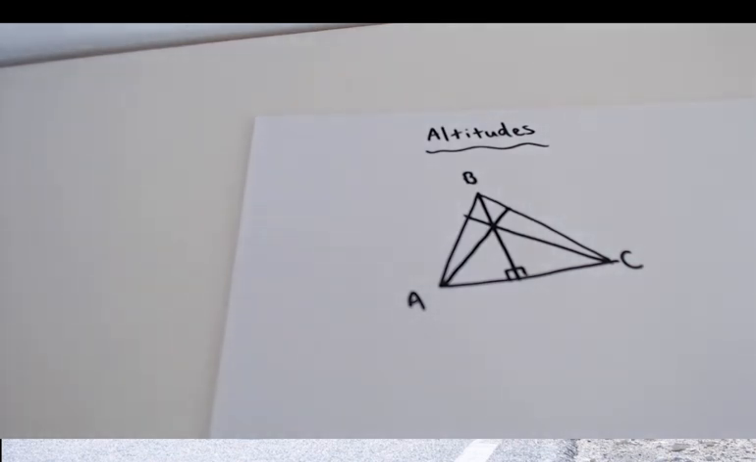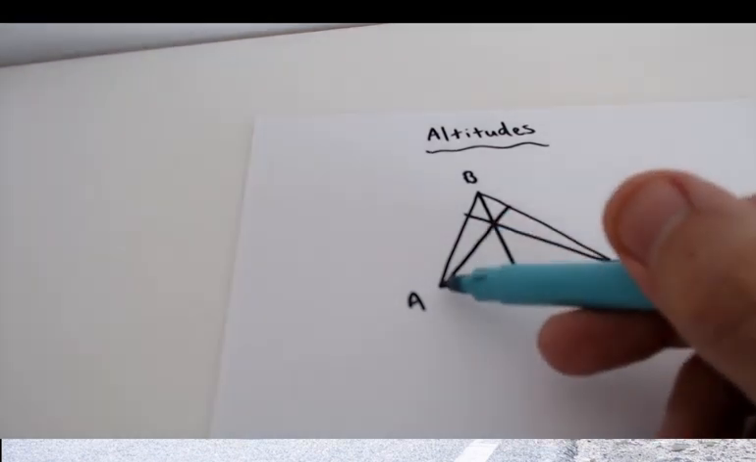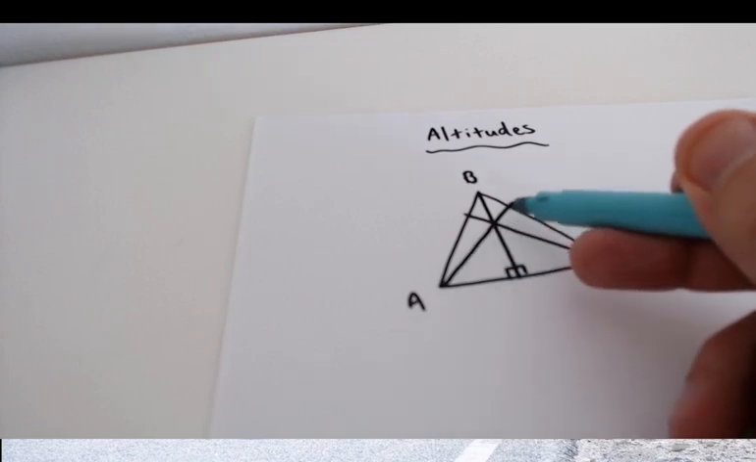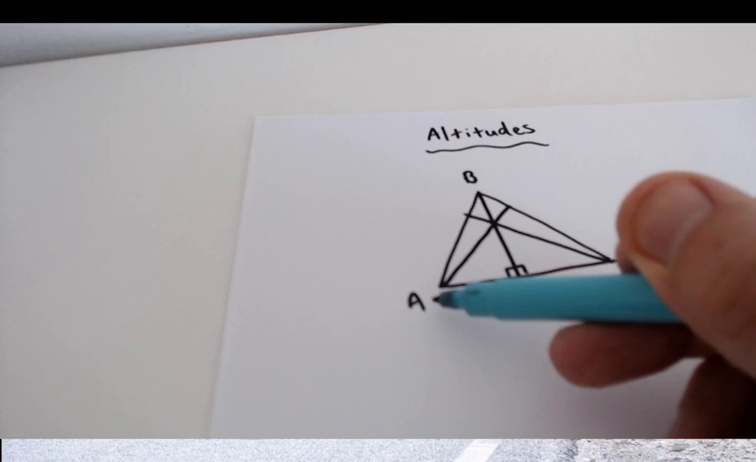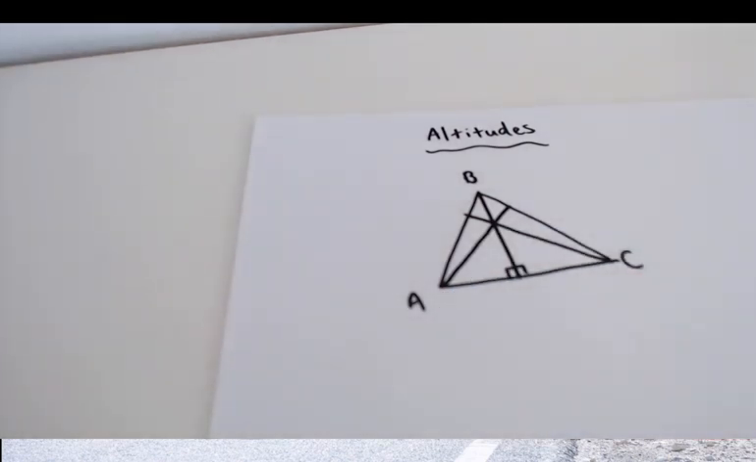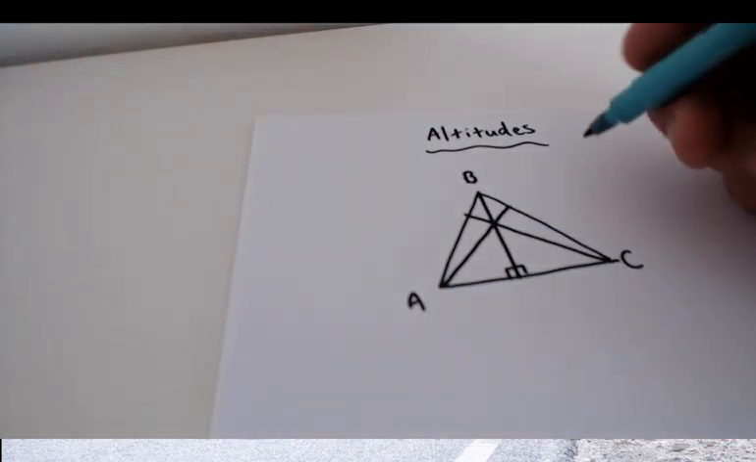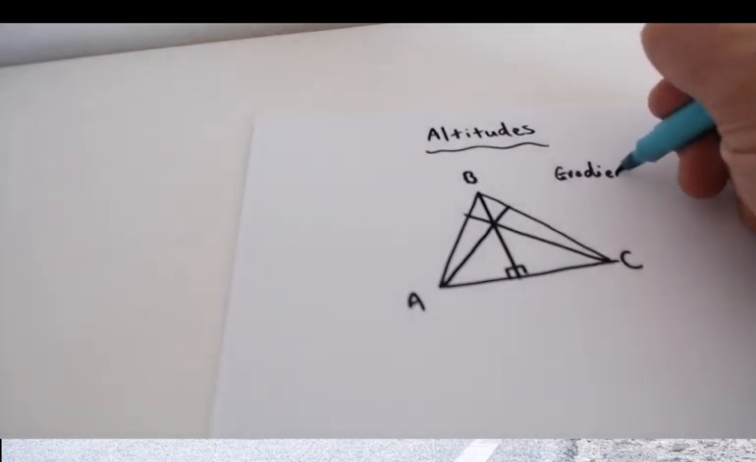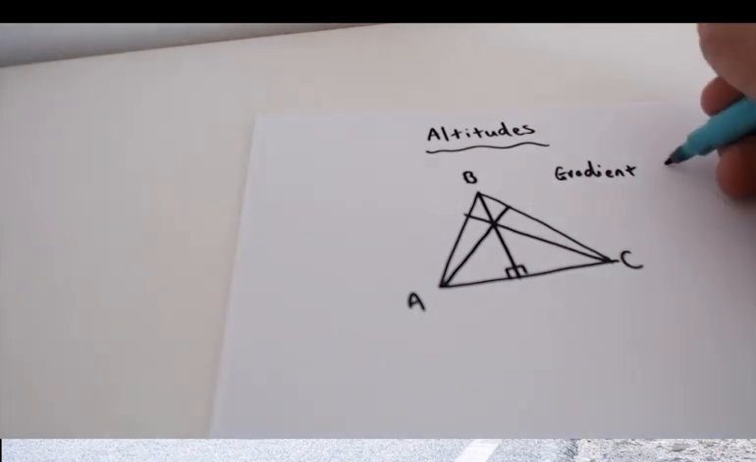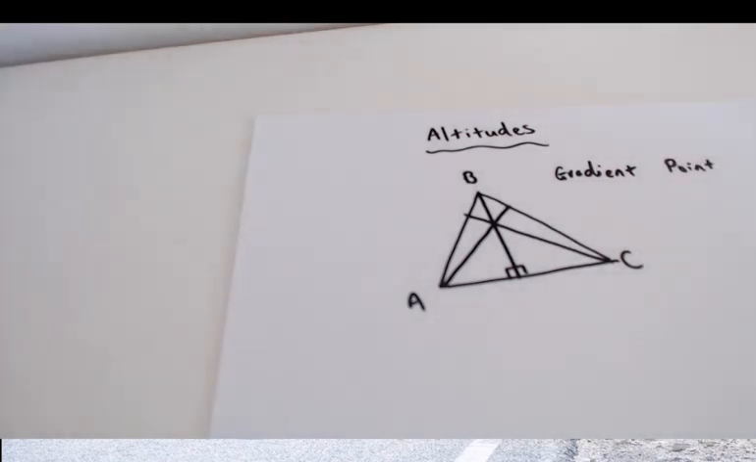So an altitude comes from a point within a triangle and goes to the opposite side, and it makes a right angle. You are going to have to work out the equation of this new line that we've drawn in. So in a question you could be asked for the altitude from A, and you'd have to work out what the equation would be. Now remember, for any equation of a straight line, you need 2 things. You need a gradient and you need a point.